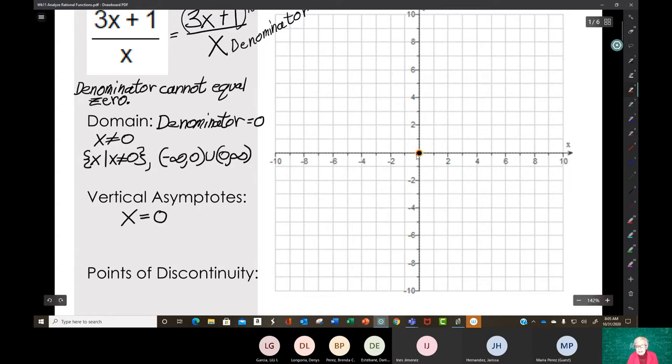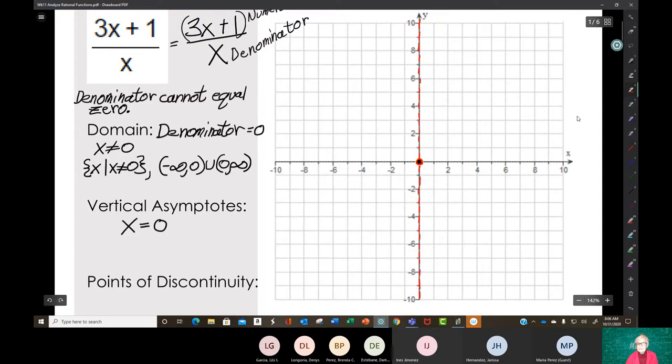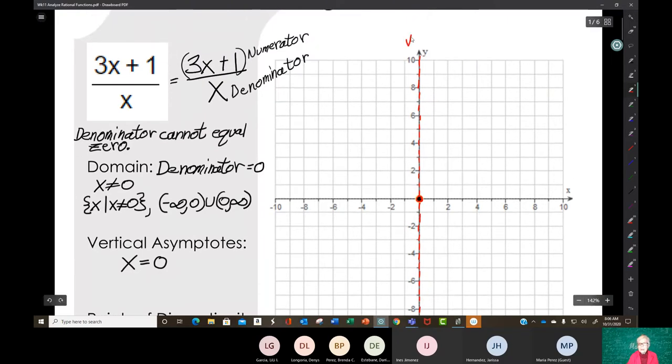This is the number that is not allowed to be in the domain in this particular problem. So I will have a dashed line going up and down through the number that x cannot equal. This is called the vertical asymptote. It's a limit. If you take college algebra, you'll learn a lot about limits.